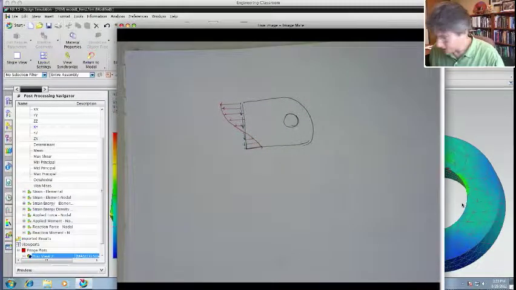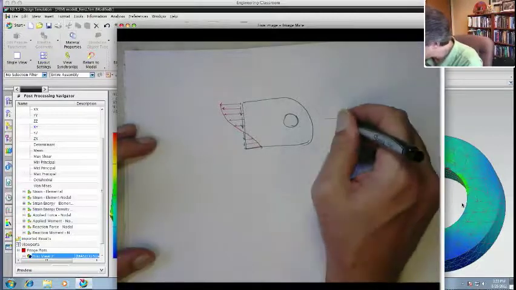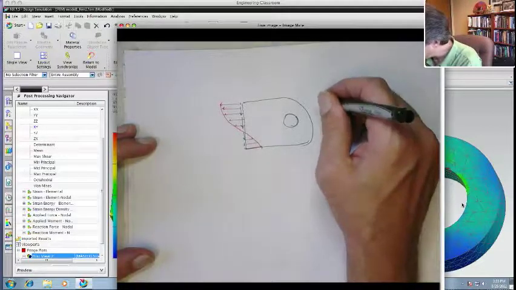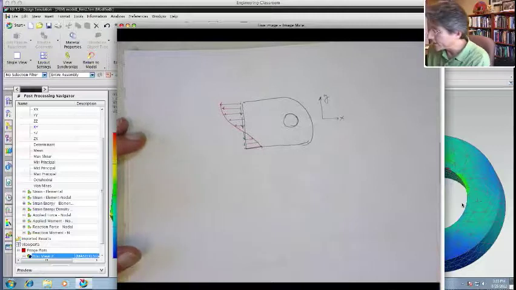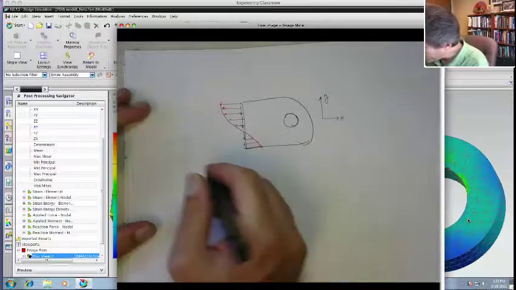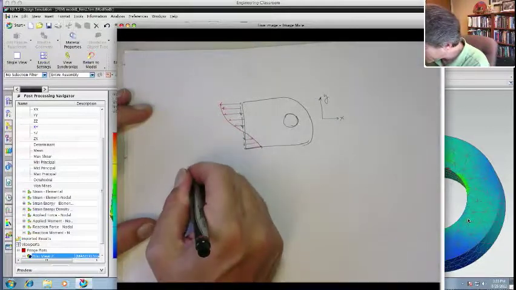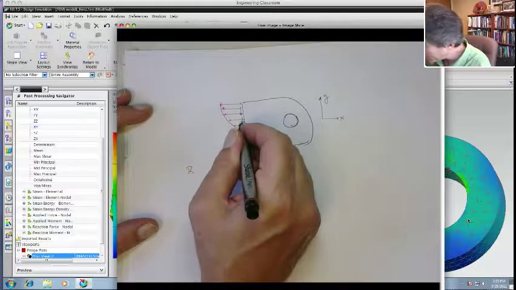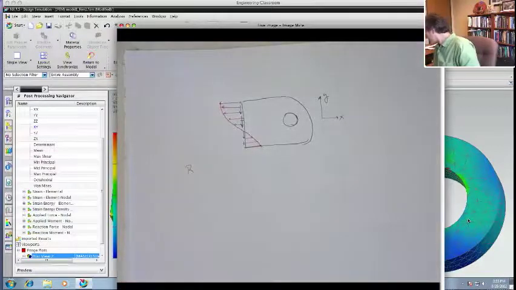And this is the x direction. This is the y direction. And the z direction is out of the board. The net reaction force in the x direction, R, that's this, and let's do something bigger.